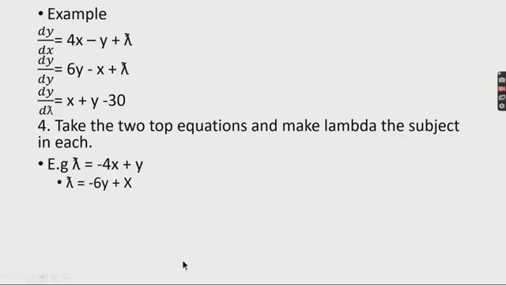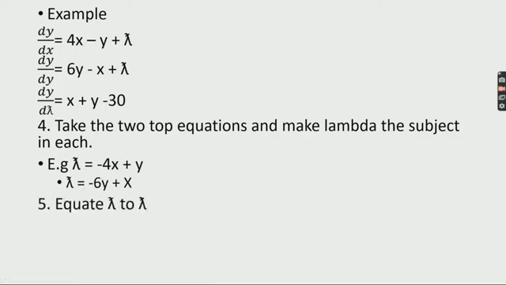Now, this lambda will remain this side, and when we equate these equations to 0, the 4x will cross the equal sign. That's why it has become negative. The negative y will cross the equal sign and become a positive. We go to the other function. Lambda will remain. Then 6y will cross the equal sign and will be negative 6y. This negative x will cross the equal sign and it will be positive x. So we have made lambda the subject formula in each equation.